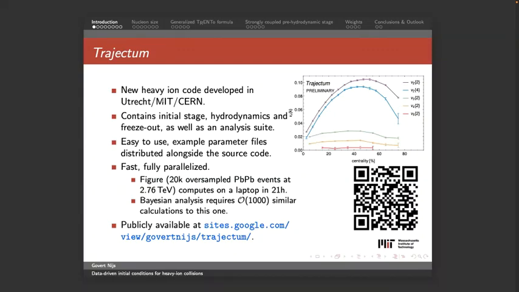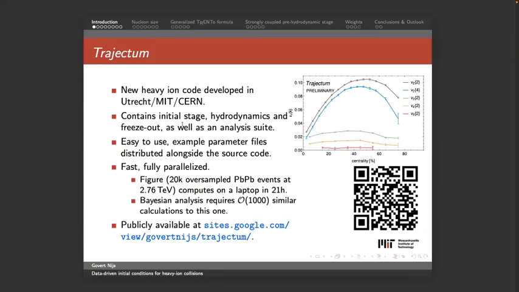It also contains an analysis suite that automatically analyzes all of your results in the same way that the experiments do, and produces easily openable things that you can plot in Mathematica. Everyone I've spoken to finds it very easy to use because everything is so automated. You don't have to worry about formats or unit conversions or whatever.